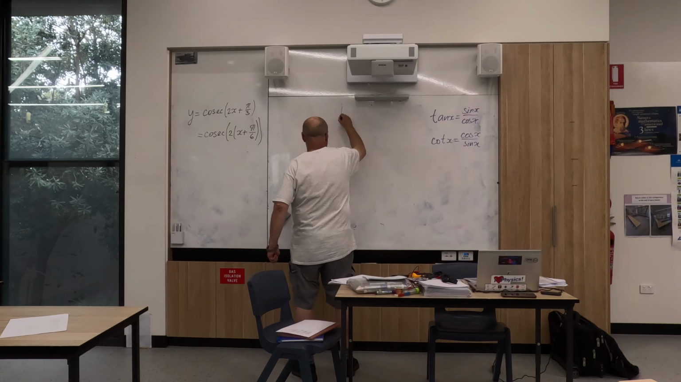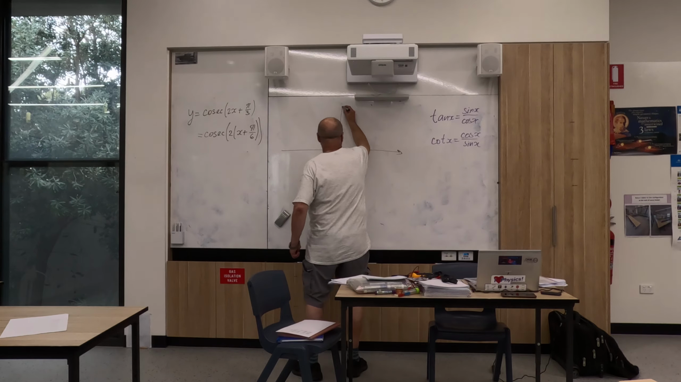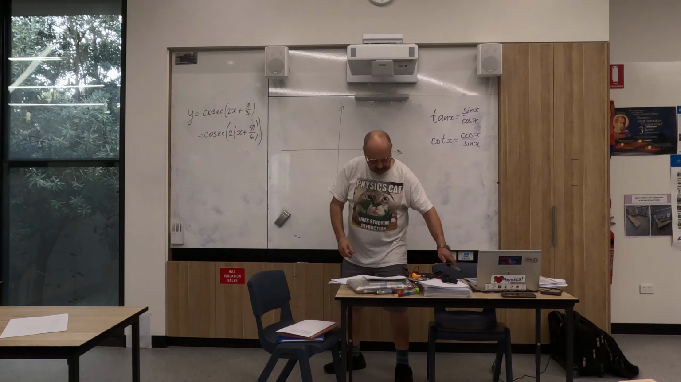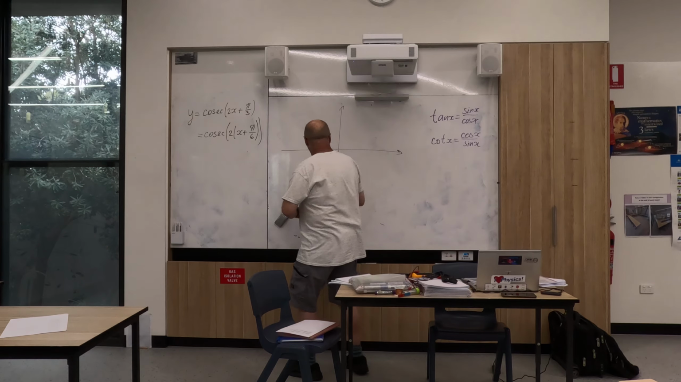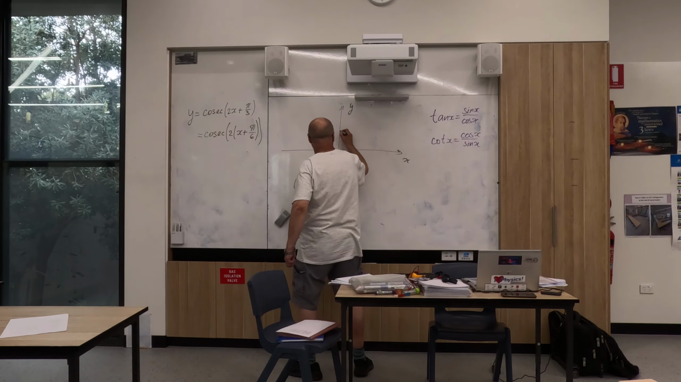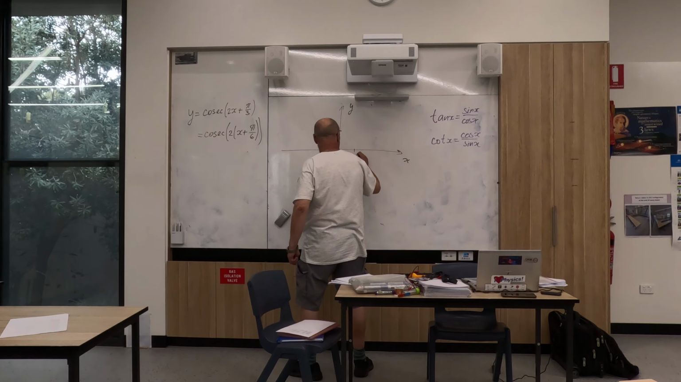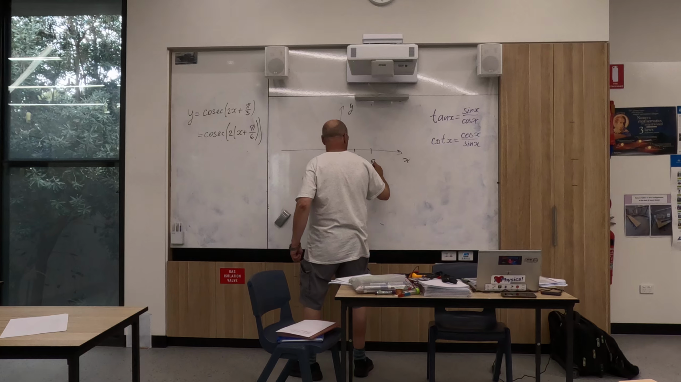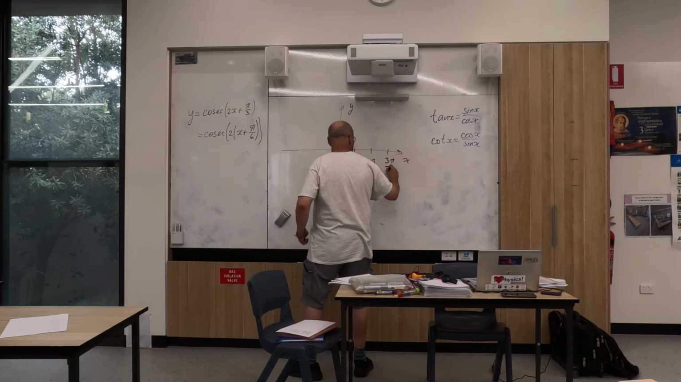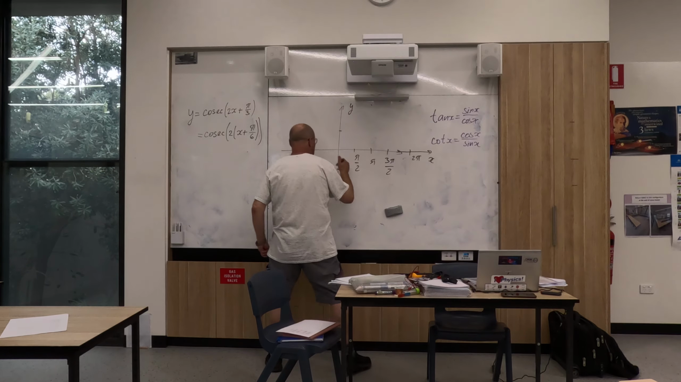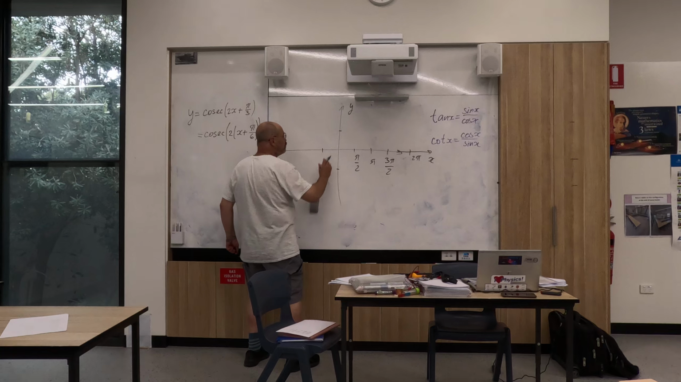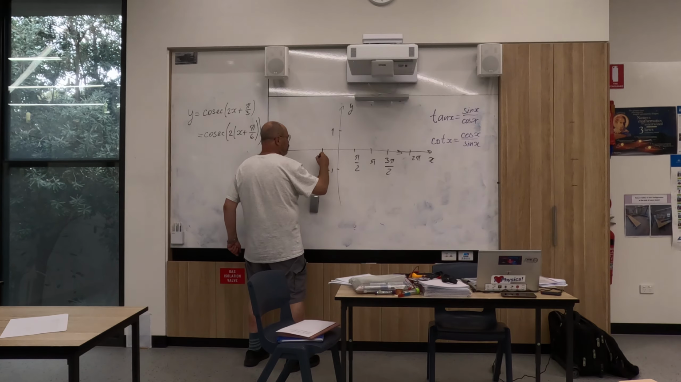So, pi on 2, pi, 3 pi on 2, 2 pi, negative pi on 2, negative pi.